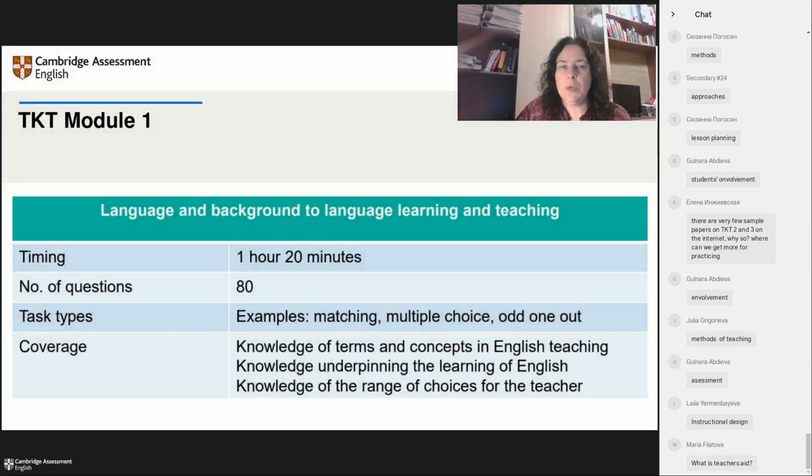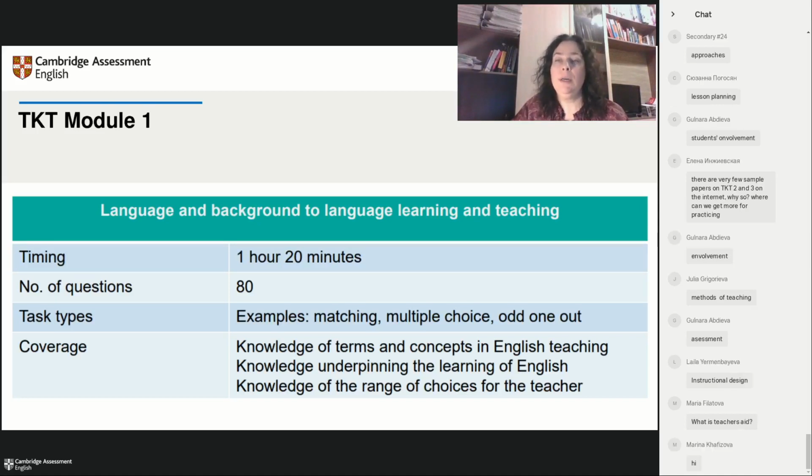So TKT Model 1, 80 minutes, 80 questions. The type of tasks I have already highlighted: matching, multiple choice, and odd one out, which might be embedded into multiple choice, for example. And the areas that you'll be assessed on are about key terminology related to learning and teaching. Knowledge of those will help you run better lessons, showing deeper understanding of your learners' needs and their abilities and how to meet those.